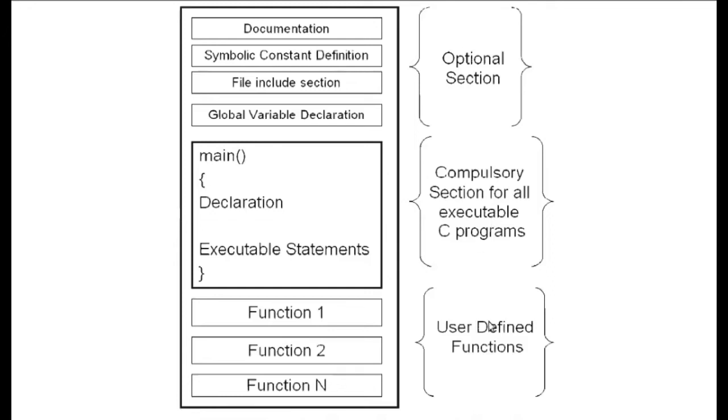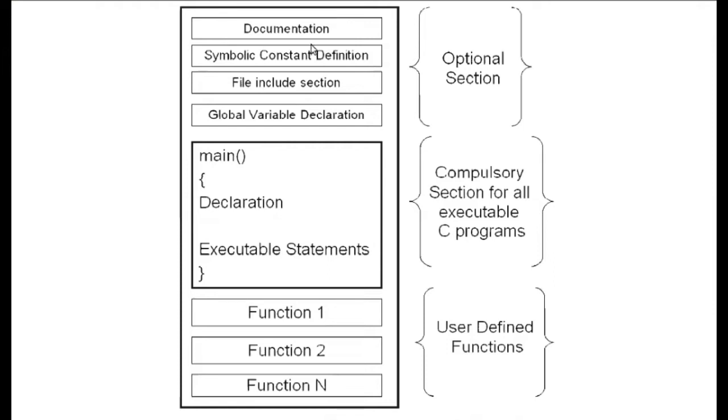There are three sections in a C program: optional section, compulsory section, and user-defined function. In the optional section, there is documentation. So when we create a comment, for example, my first C program or program to calculate simple interest, that comes into this optional section because comments are not compiled by the compiler. That is just for understandability of the code that you are writing. Another thing is comments can be added anywhere in the program.